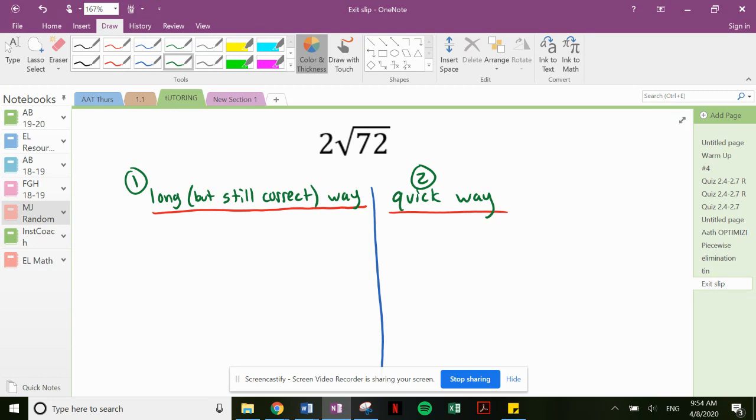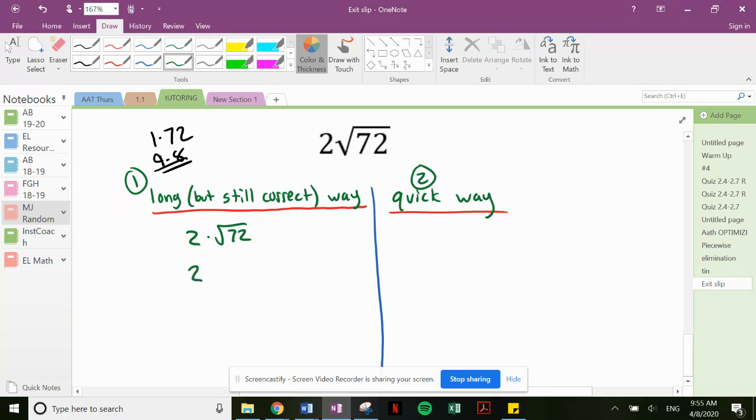So I'm going to do the long way first. First, we know 2 times the square root of 72. We're going to leave that 2 alone on the outside because that is already an integer. And we're going to break up 72 into two numbers that multiply to 72, where one of them is a perfect square. So we think 1 times 72, maybe we think then 9 times 8 would be a good choice because 9 is a perfect square.